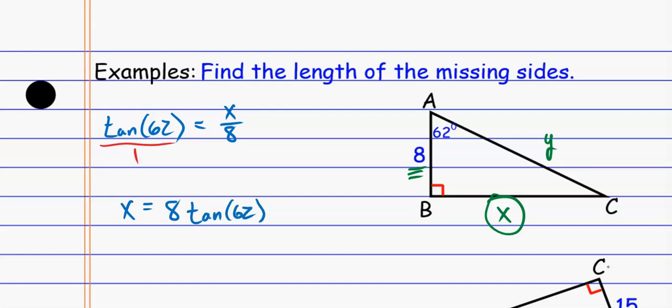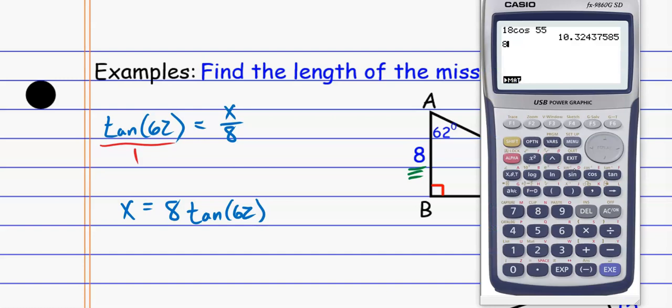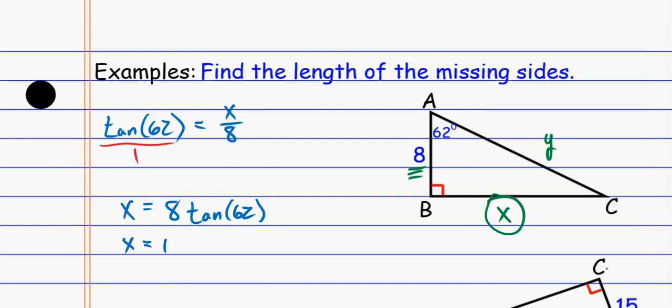And again, you don't have to do cross multiplying. You say, hey, to undo dividing by 8, I multiply each side by 8, okay? And now back to my calculator, 8 times the tangent of 62. And I get 15.05. Okay, and that was side BC.